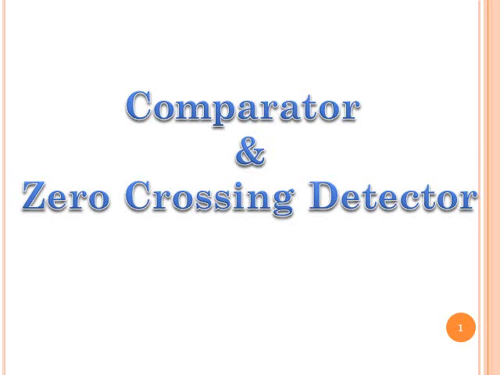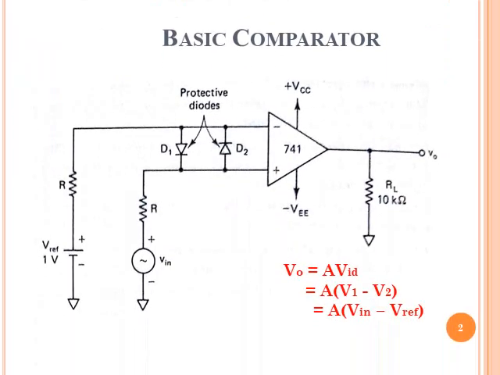Hello viewers. Today's lecture is on the comparator and zero crossing detector. This is a topic of unit 4 of analog circuits. This is a basic comparator circuit.